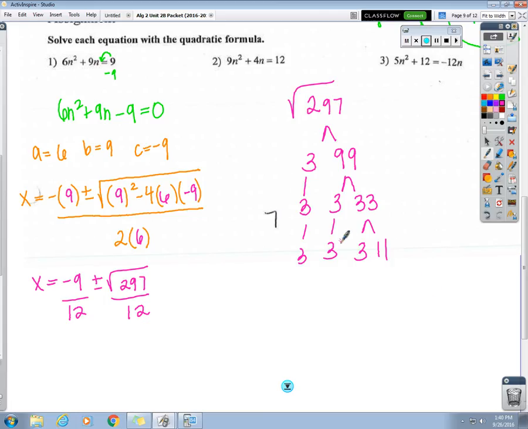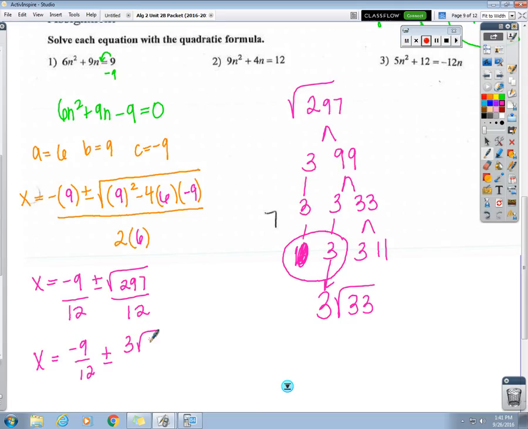And then those 3's just drop, and then 33 breaks down into 3 and 11. Now that they're all prime, you circle any pairs, kill one of the pair, kick the other out, and then what else going back inside? 33. So 3 times 11 goes back inside, right? Yeah. So now this square root of 297 becomes 3 square root of 33.